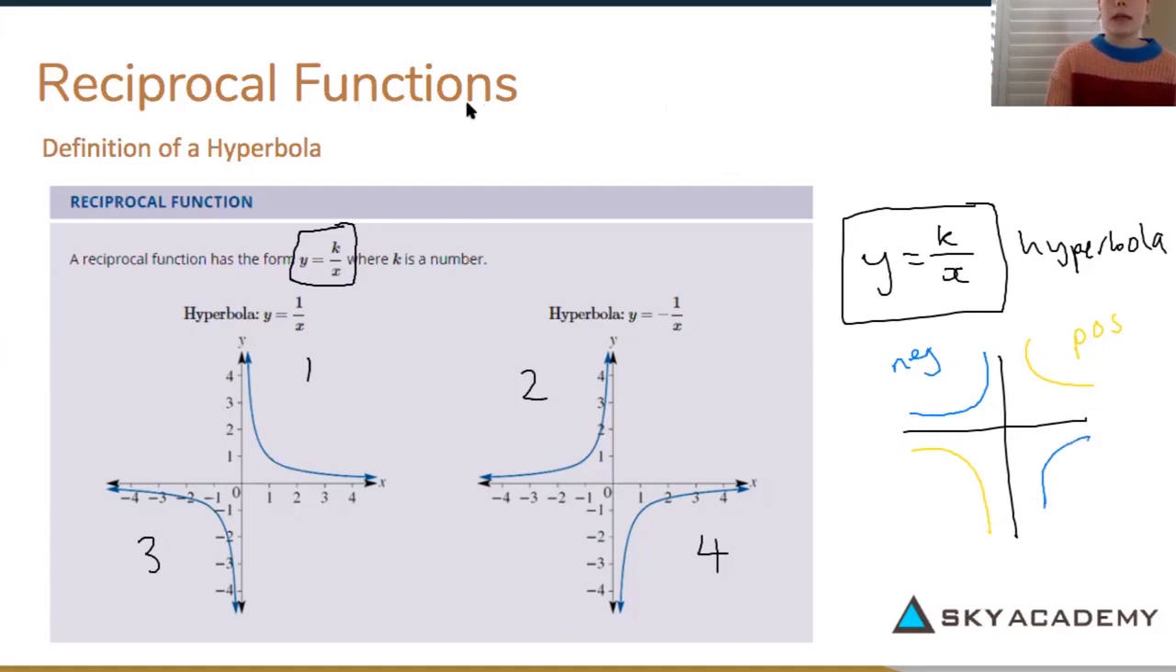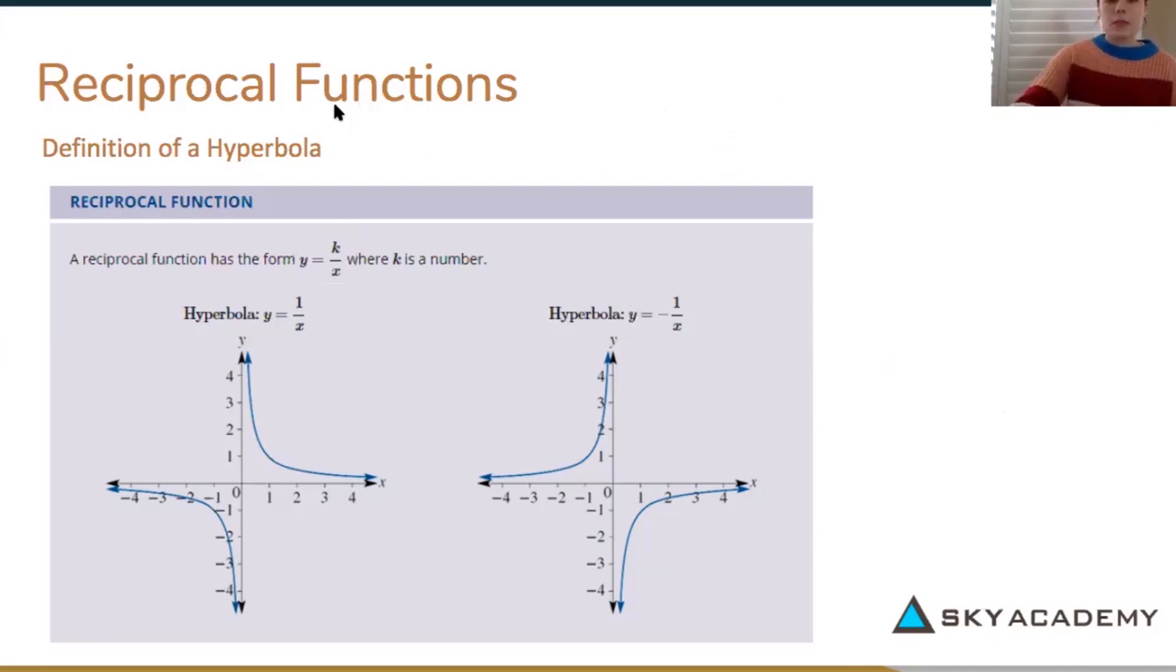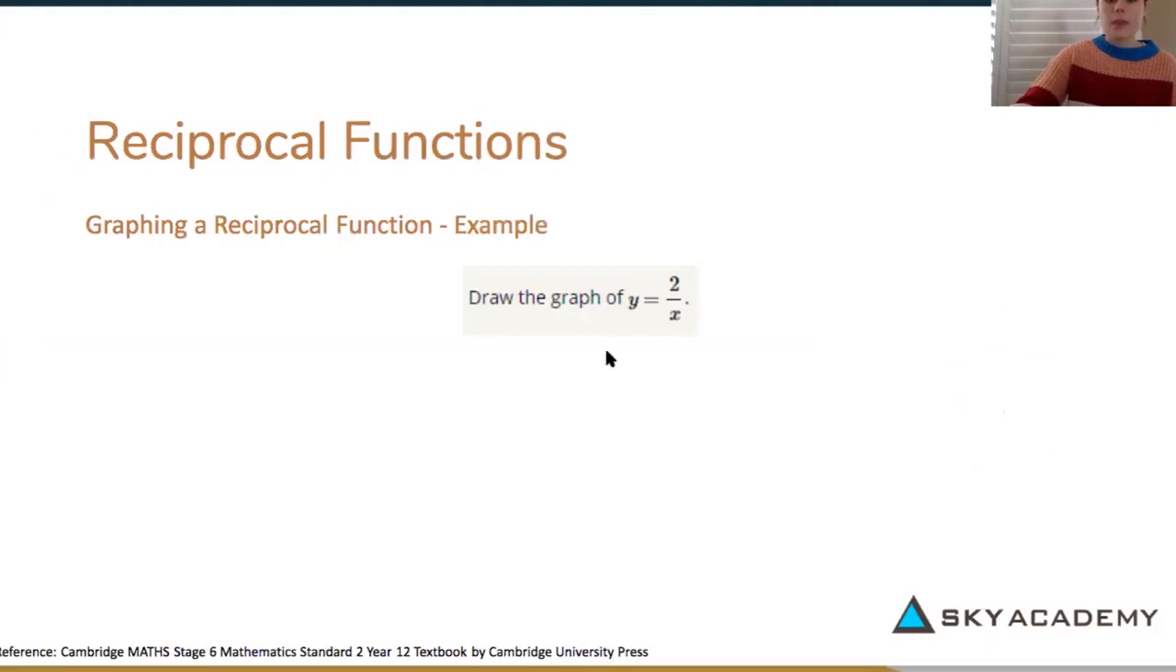So that's what a hyperbola looks like. It will have two lines in two opposite quadrants, and the distinguishing function is the form y equals k on x. So let's have a look at an example now. We're asked to draw the graph y equals 2 on x. So first things first, as always, when you are drawing a graph of something, draw the table of values to get values for your number plane.